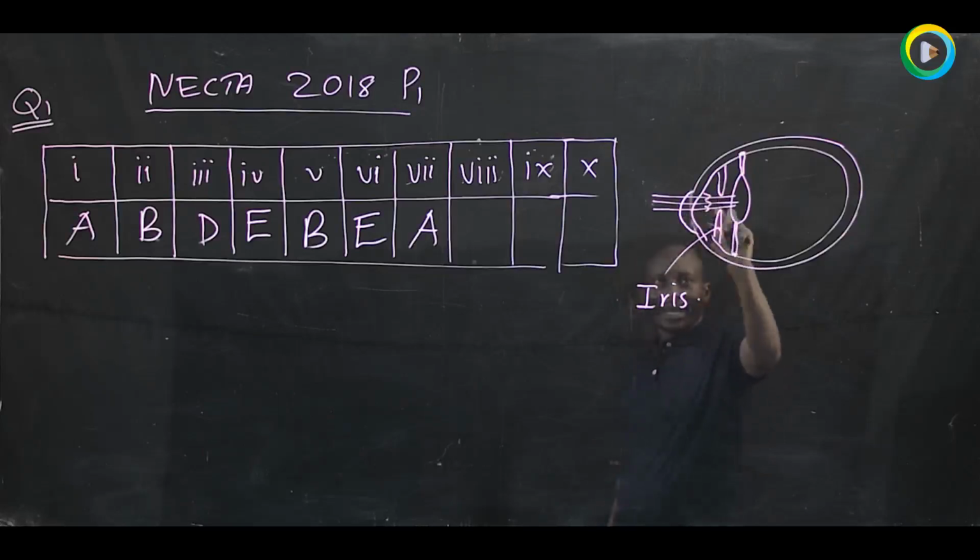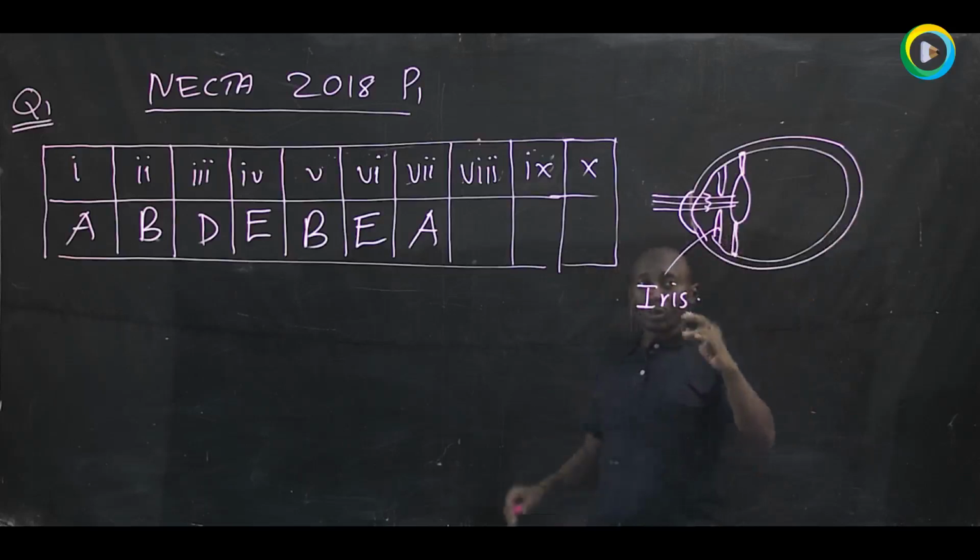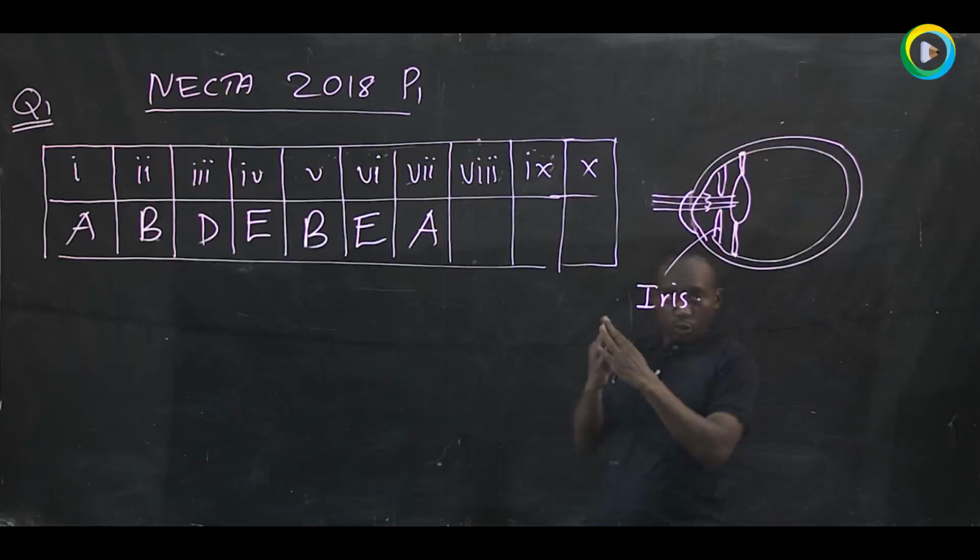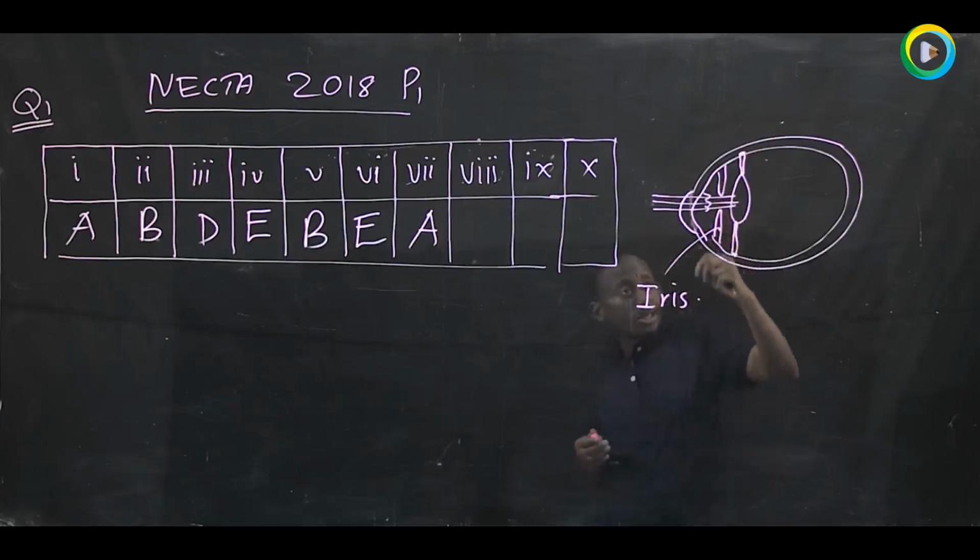If there is a dim light, the size of the pupil inakuwa kubwa kwa allow much light to enter the eye. Na kama kuna high intensity of the light, basi the pupil becomes small, ili kuruhusu mwanga mdogo kuingia katika jicho. Kwa maana hiyo, hii iris inaonekana kazi yake hapa ni ku control the size of the pupil.